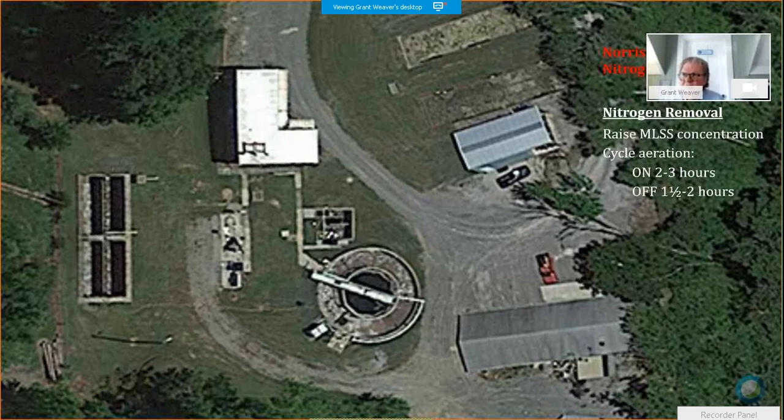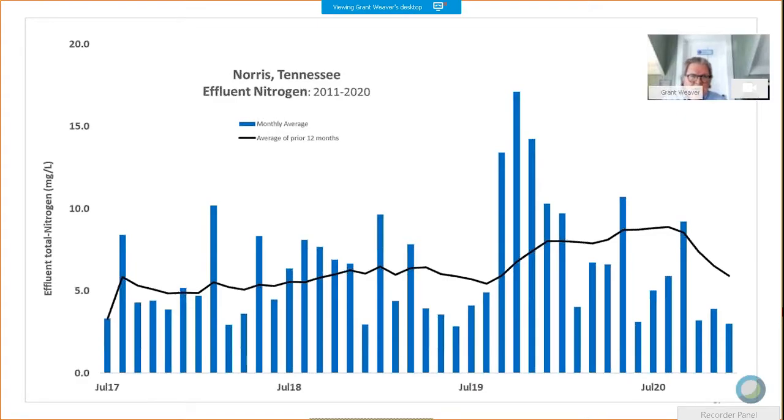Now, the only unfortunate thing about the data at Norris was these guys got so far ahead of the curve that they improved their nitrogen removal before they had years' worth of nitrogen data showing how lousy things were going. So their nitrogen is now, and as far as the data set goes, it's pretty much always been below 10 milligrams per liter.